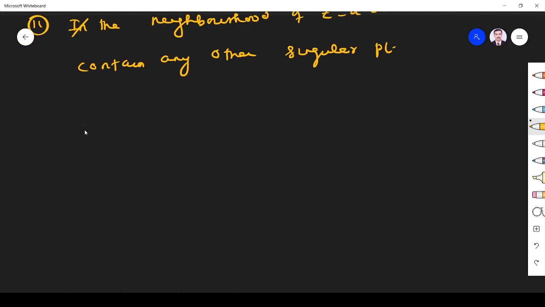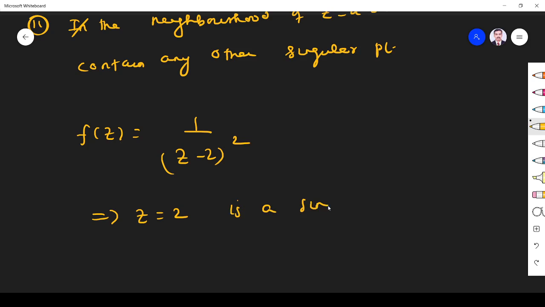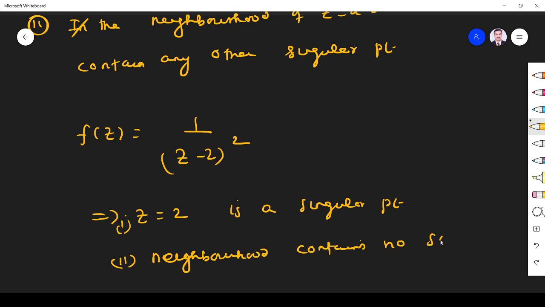For example, let us take this problem. f of z is equal to 1 by z minus 2 whole square. Here what is the singular point? z is equal to 2 is a singular point, because when z is equal to 2 the function is not defined, that is, it becomes infinity. Nearby that there is no other singular point. It is singular, and the neighborhood contains no other singular point. So it is an isolated singularity.